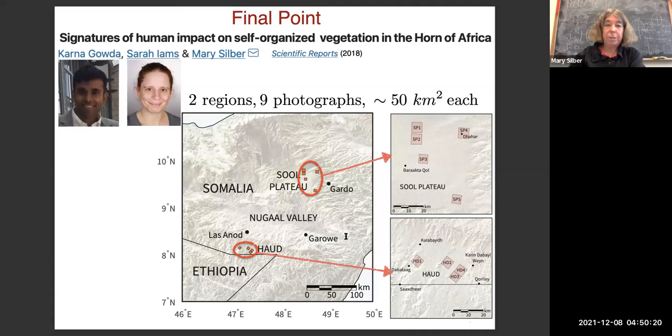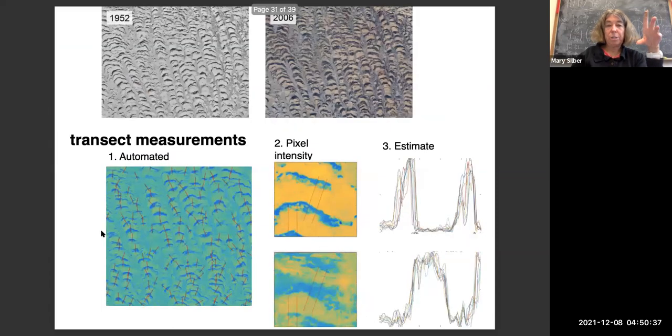I would love to be able to talk about this project, but I realize I'm running low on time. This is old work, or not that old, but work with a former PhD student, Karna Gowda, and a collaborator, Sarah Iams, where Karna's idea was to take those old photographs and get high resolution satellite data and match them up.